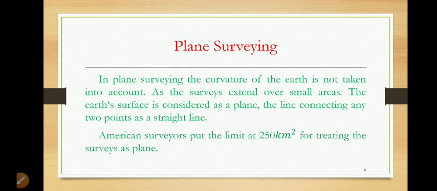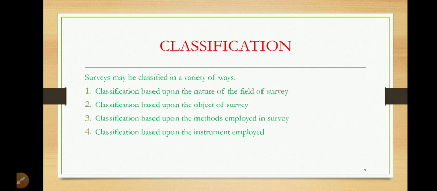The American survey put the limit at 250 square kilometers for a geodetic survey as a plane. Next we discuss classifications. Classification may be of a variety of kinds.